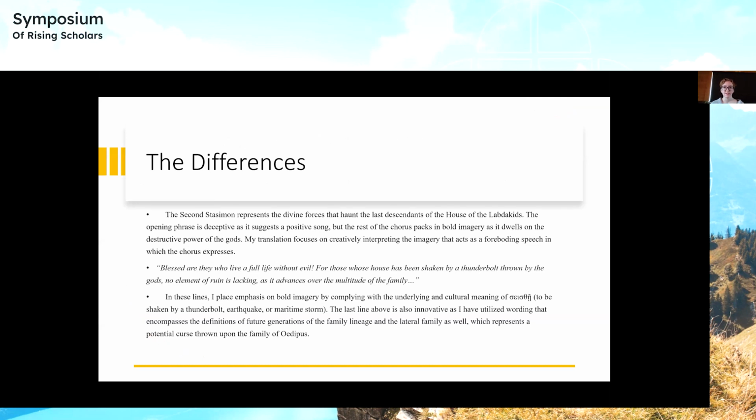So here I've included a passage from my translation. I'll briefly go over this. This passage is from the second Stasimon, which represents the divine forces that haunt the last descendants of the House of Labdacids, which is the family of Antigone and Oedipus. The opening phrase is deceptive because it suggests a positive song, but the rest of the chorus packs in bold imagery as it dwells on the destructive power of the gods.